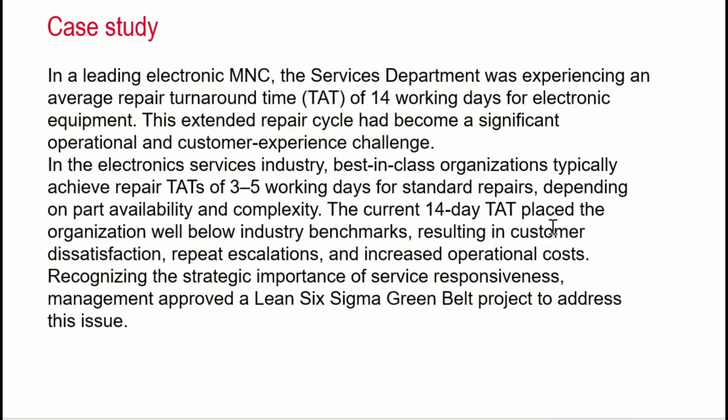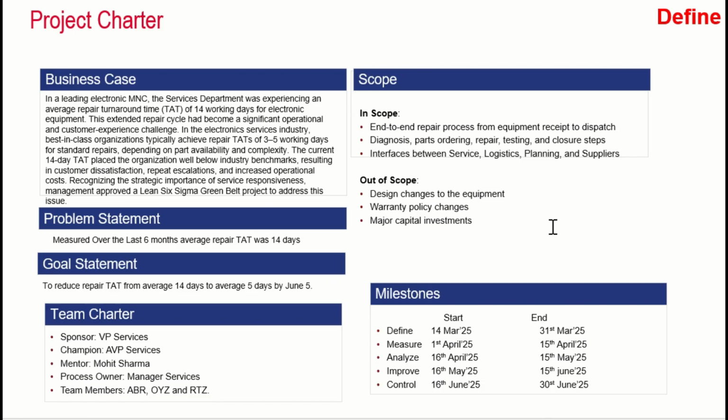They created a team, and the first thing that the team did was to create a project charter. This is the project charter in which they measured the data for the last 6 months and figured out the average repair turnaround time is 14 days. In the goal statement, they wanted to reduce it from 14 days to 5 days by June 2025. They had a team charter in which they had the sponsor, champion, mentor, process owner, and team members assigned. And they had the scope defined as well.